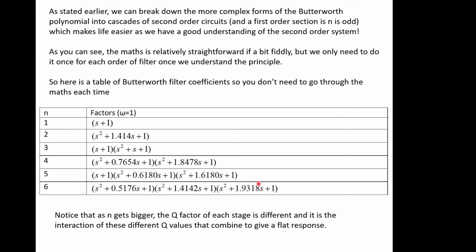But notice that the Q factors are different in all of these cases. So you have to do these calculations every time you want to do it. But someone's done that for us, so we can look it up in a set of tables. But at least hopefully now you've got some idea of why these numbers are as they are. The more stages you've got, the flatter the response you'll get if you get the numbers right.